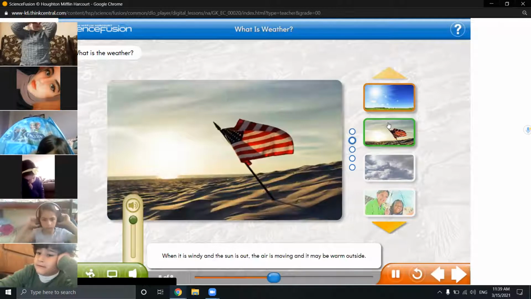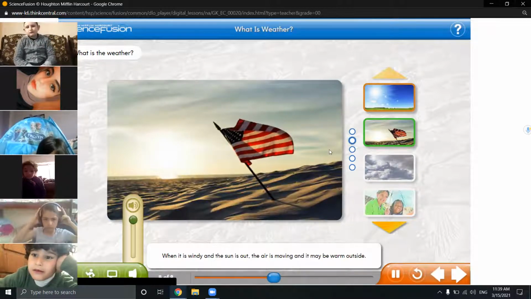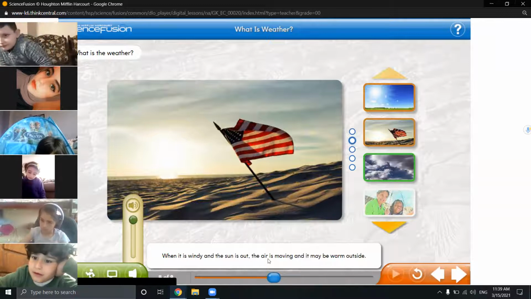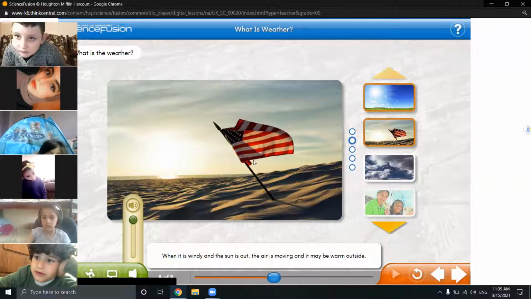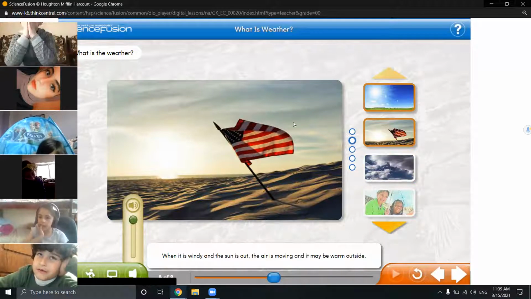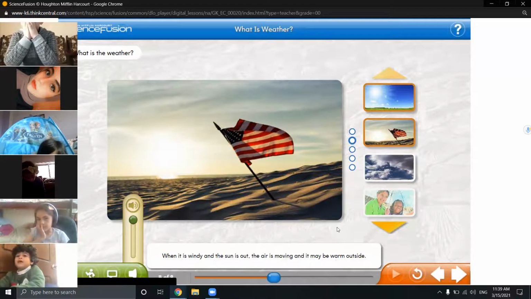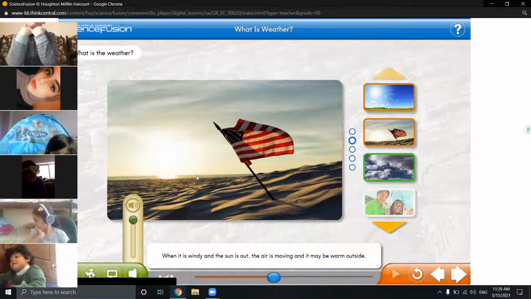When it is windy and the sun is out, the air is moving and it may be warm outside. So they're telling us when it's windy and the sun is out, the air is moving. As you can see here, we have a flagpole, and the flag is moving because it's windy, but it may be warm outside. So it can be windy and warm, and it can be windy and cold, okay? It's not necessarily cold outside when it's windy.